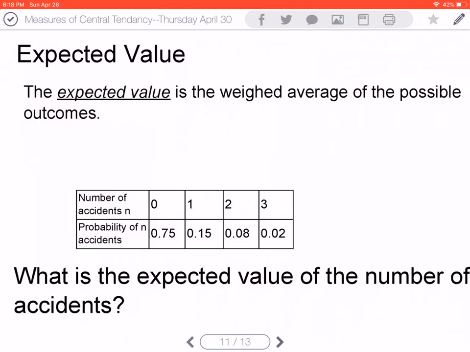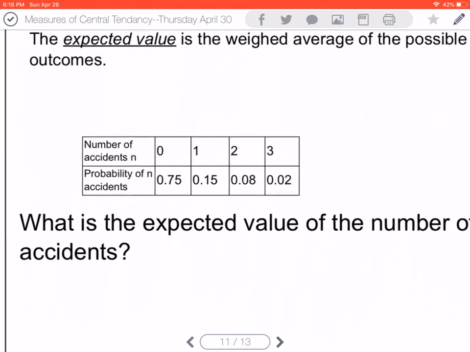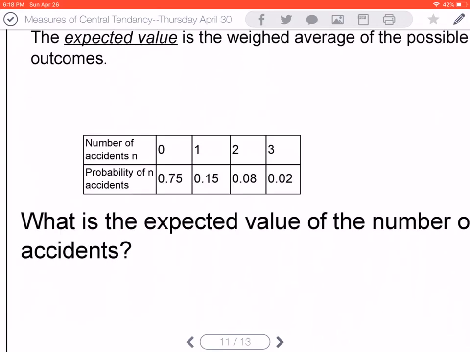All right, so if I have the number of accidents n as 0, the probability of that number of accidents occurring is 0.75. The probability of one accident occurring is 0.15. 2 accidents occurring would be 0.08, and 3 accidents occurring is 0.02. So if the expected value is the probability of an event multiplied by the number of times the event happens, then what I want to consider is this.